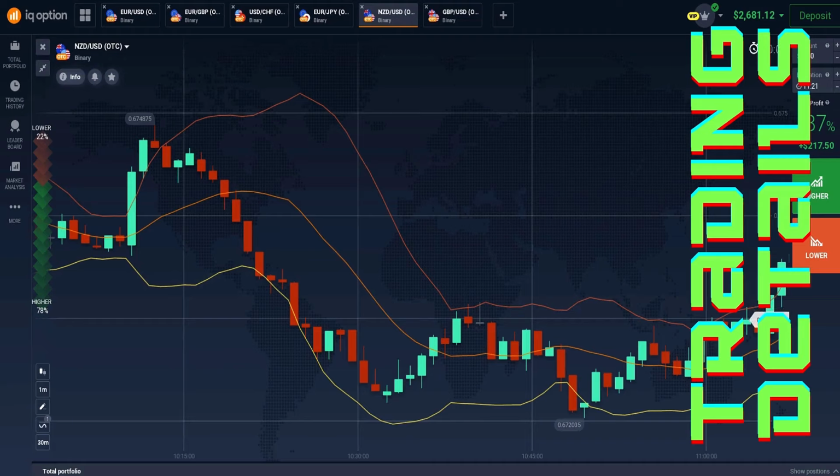Risk management tips. Only risk between 1% to 5% of your account per trade. Never risk more than 10% of your total capital. Make sure you first practice this strategy using a demo account. Also, backtest it thoroughly on historical charts to better understand market conditions and boost your confidence before you risk real money.